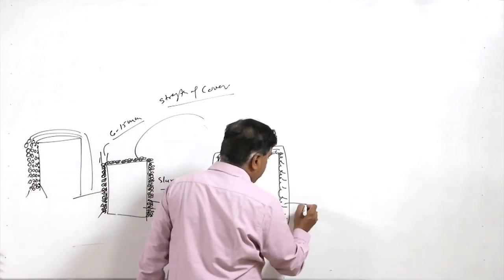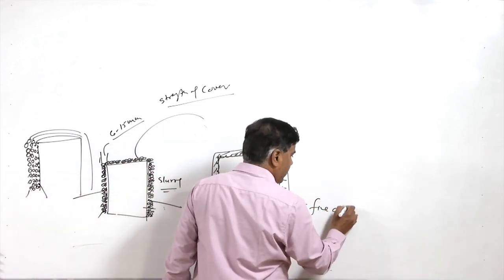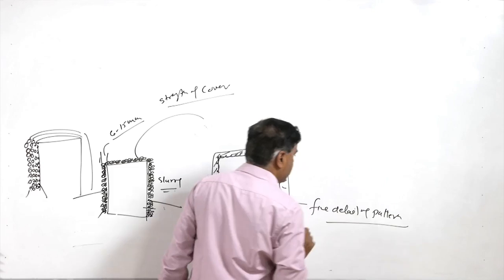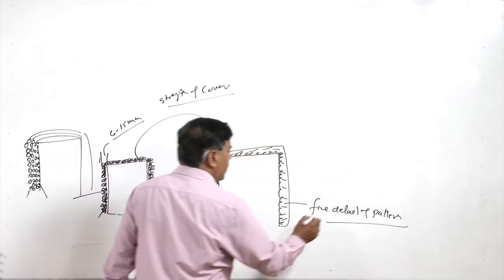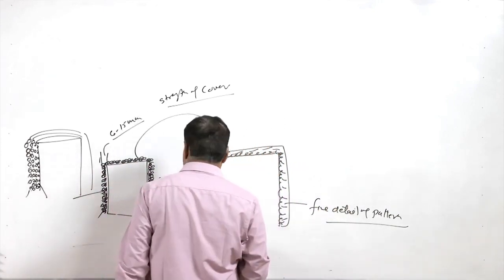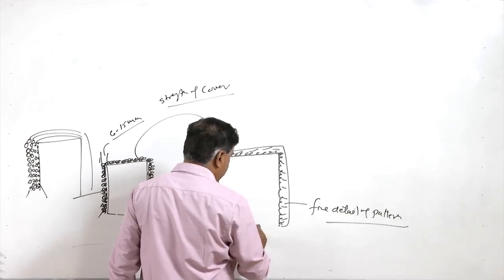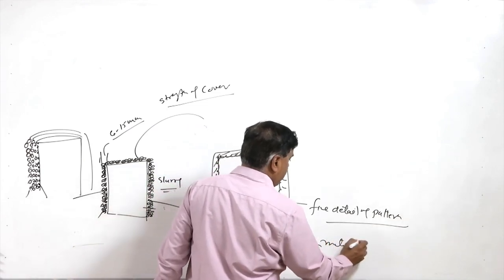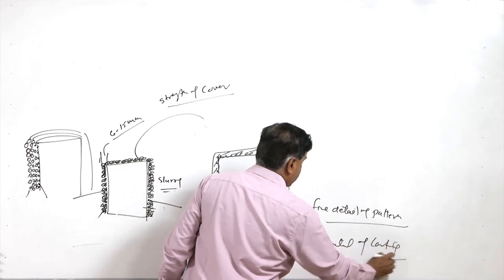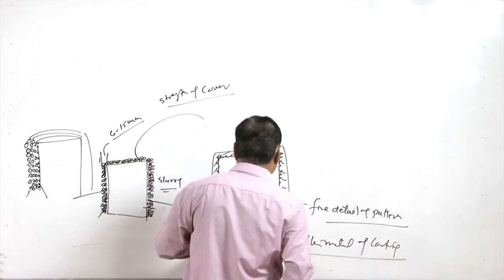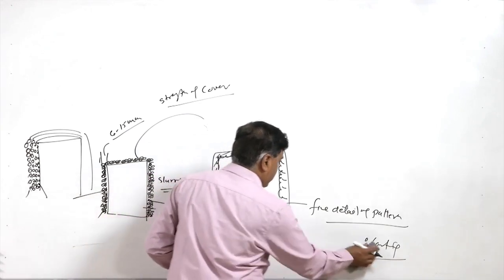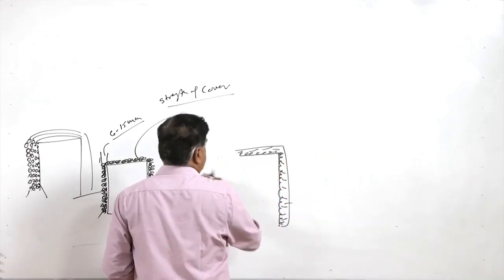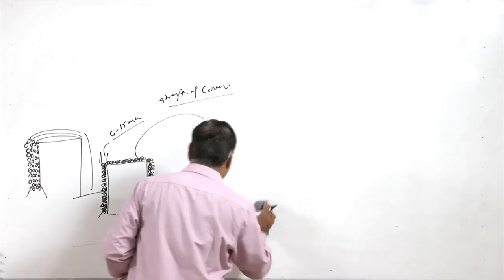Now, this shell will have all the fine details of the pattern of the wax which was removed. So, now this shell will be filled with the liquid molten metal of casting. Whatever molten metal is to be poured will be poured into this shell, so that the casting of the desired size and shape can be achieved.